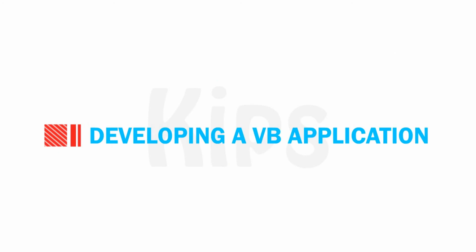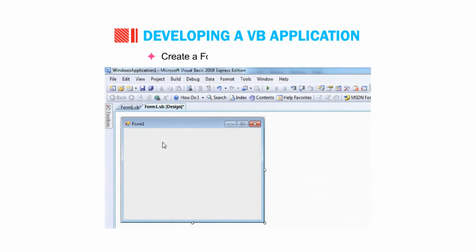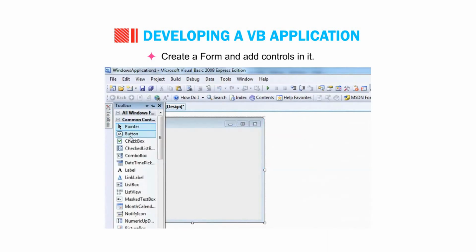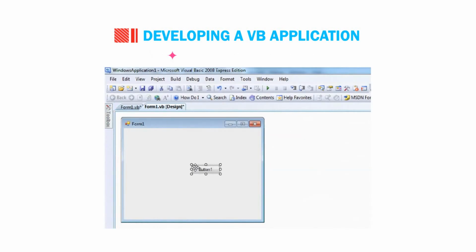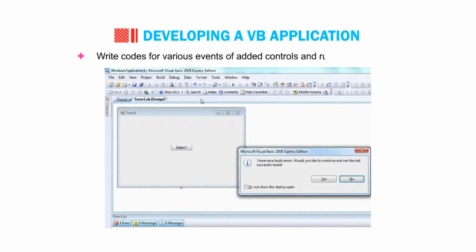Let me now tell you how to develop a VB application. To develop an application using VB 2008, follow the given steps. Create a form and add controls in it. Set properties of the controls. Write codes for various events of added controls and run the application.